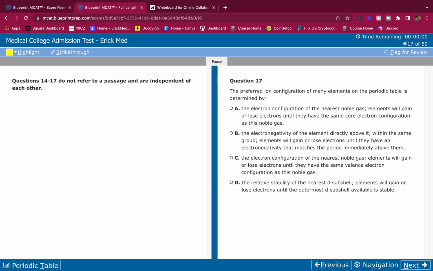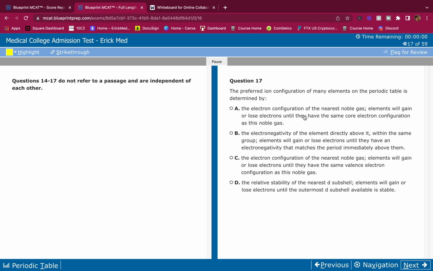The preferred ion configuration of many elements on the periodic table is determined by... Oh, that's easy. This is straight up content review, guys. All right. That's due to the nearest noble gas. They want to achieve their noble gas state. All right. And they want to do that by having the same valence electrons as this noble gas. Okay. That's pretty much content review here.